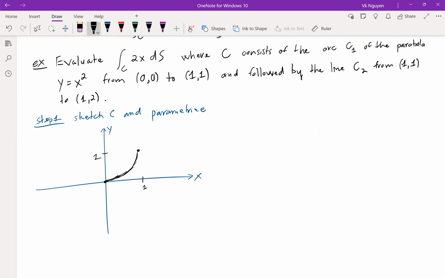And then from (1,1) to (1,2) is the straight line. Make sure you put the arrow, because the arrow indicates direction. It will help you to parameterize distance correctly.